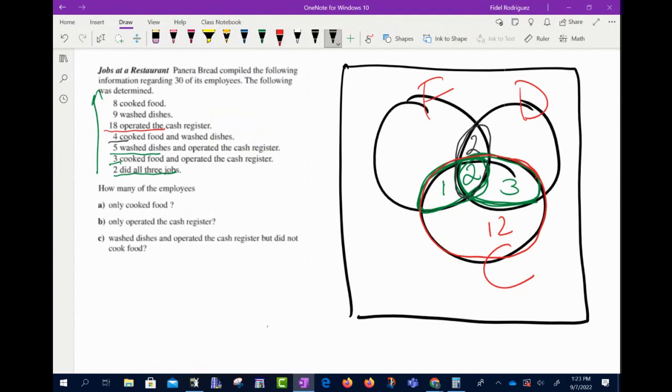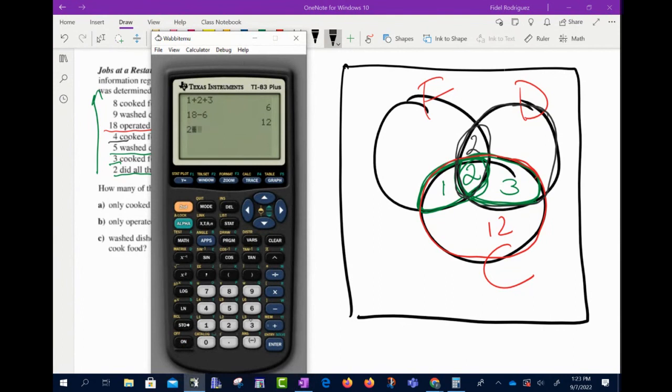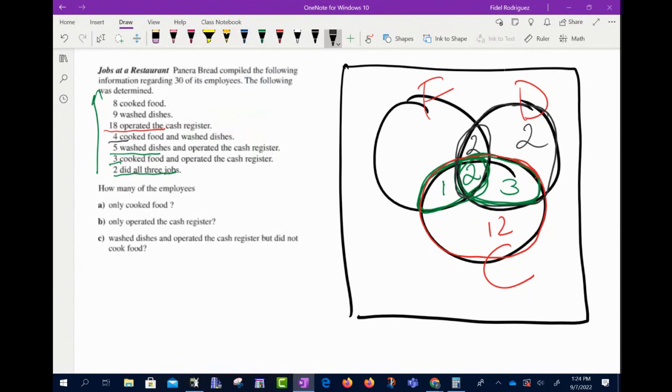Okay. 9 folks did the dishes. So everybody inside this circle has to add up to 9. So we can say 2 plus 2 plus 3 is 7. And if it has to add up to 9, that's got to be a 2, right? And 8 cooked food. So everybody inside the food circle has to add up to 8. So that's 2 and 2 is 4, and 1 more is 5. That has to be a 3.